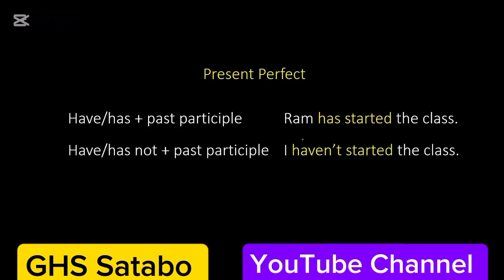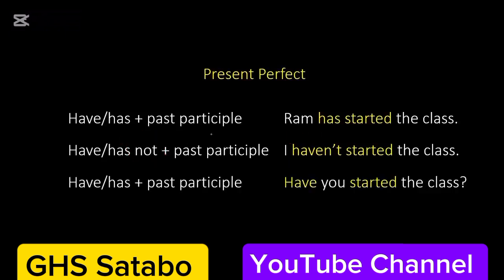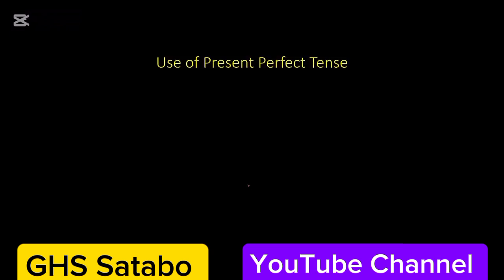It's very simple and it follows the same rule of present perfect tense. All you have to do is add a not after your helping verb. If you have to frame a question for the same tense, then all you have to do is move your helping verb to the first part of the sentence and write the sentence. Have you started the class? If these structures are clear to you, let's dive into the situations where we need to use present perfect tense.